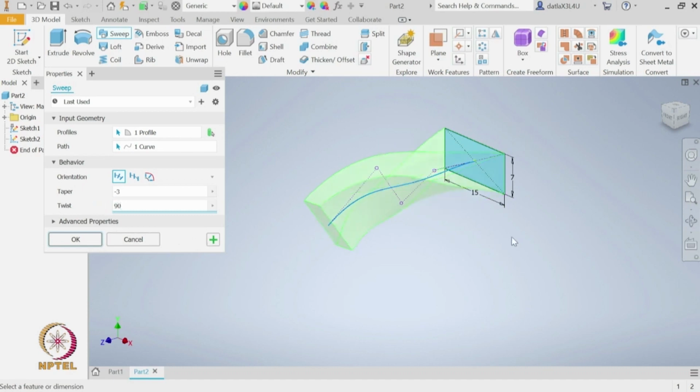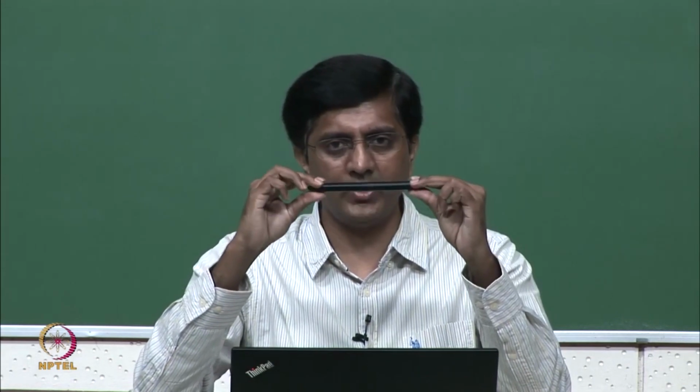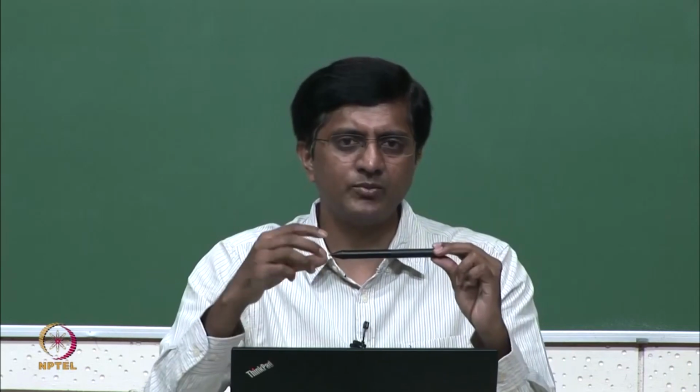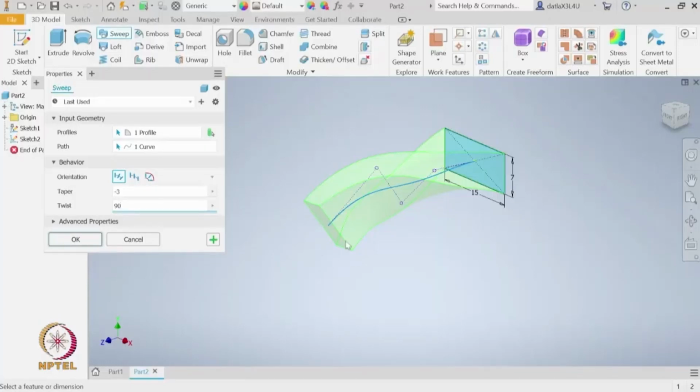So, now you can clearly see that it is almost like taking a pen and saying that initial profile and final profile, instead of being parallel, you twist them. In this example, we are given that this twist angle is 90 degrees. So, you can see that the final profile is oriented at 90 degrees to the initial profile.